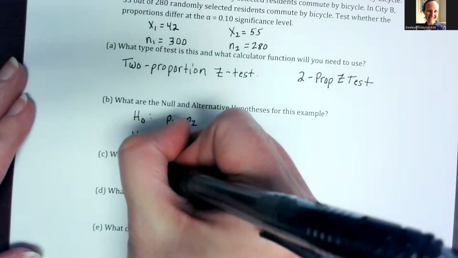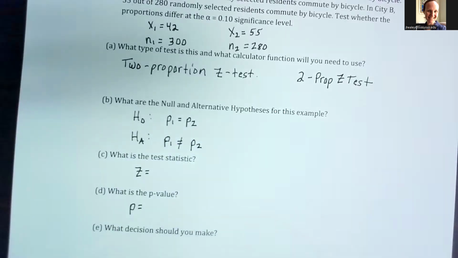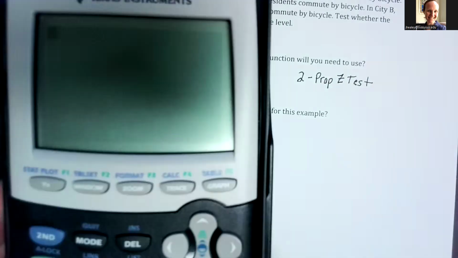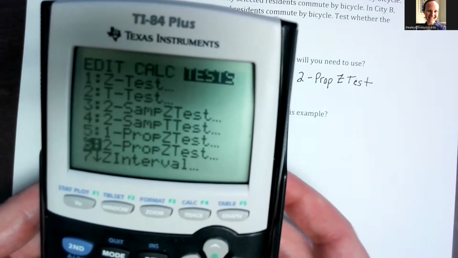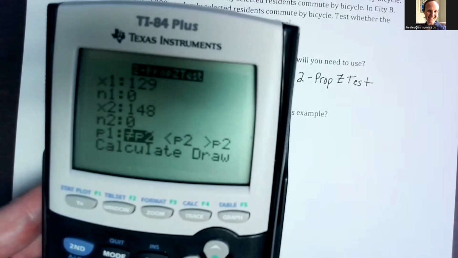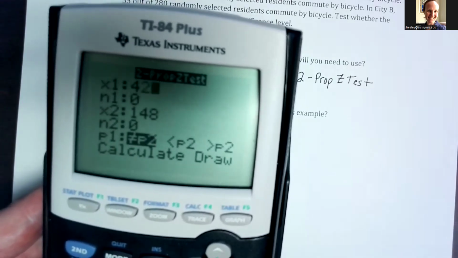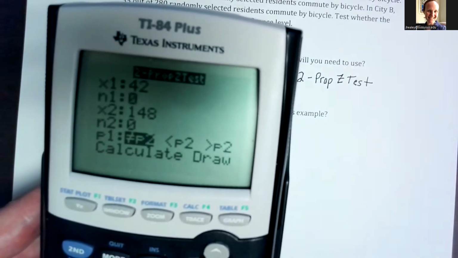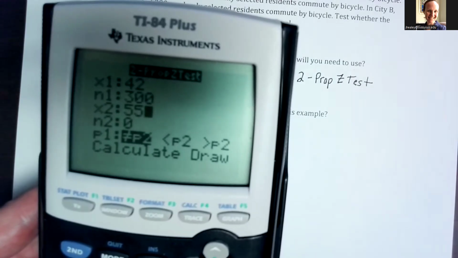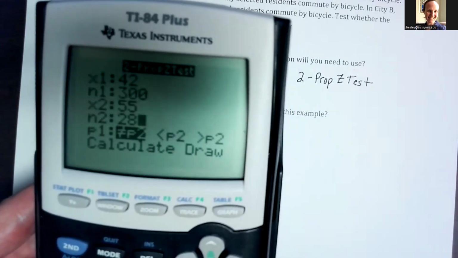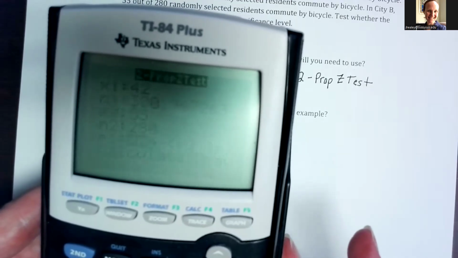Okay. Test statistic. We're going to get that from the calculator. I know it's going to be a Z because this is a Z test. And then we'll also go find our P value from the calculator. So we want the two proportion Z test for this one. Two proportion Z test, we go down to number 6. And it wants me to enter in my X1. So my X1 we said was 42. They want my N1, we said that was 300. They want my X2, we said that was 55. And they want my N2, we said that was 280. And it's going to be just the not equal to for the alternative hypothesis and calculate.